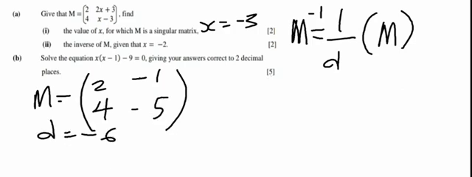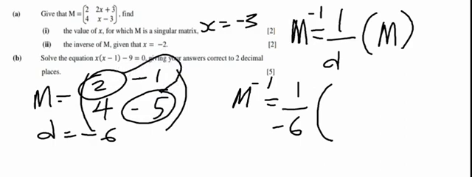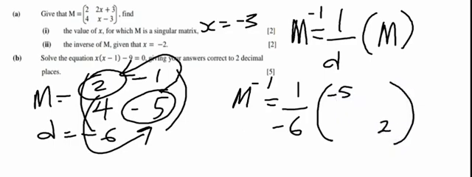Right. Since the determinant here is negative 6, I'm just going to say the inverse of matrix M is equal to 1 over the determinant, which is negative 6, multiplied by the adjoint of matrix M. So the adjoint, how it is, the numbers on the major diagonal, they exchange their position. So negative 5 is going to take the place of positive 2, then positive 2 is going to take the place of negative 5.